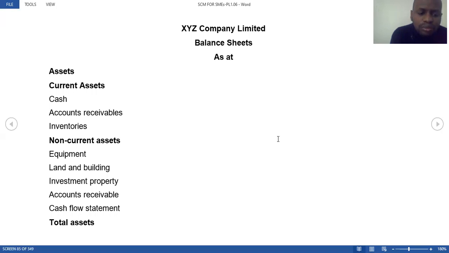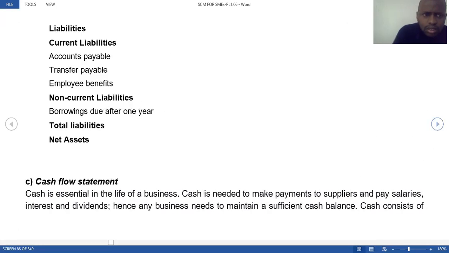We have the cash flow statement. Then total assets. Then we look at liabilities, current and non-current liabilities. For current liabilities, we have the accounts payable, transfer payable, employee benefits. Then the other ones, we have borrowing due after 1 year. Then we have the net assets, meaning the assets minus the liabilities. Then you get the net asset.